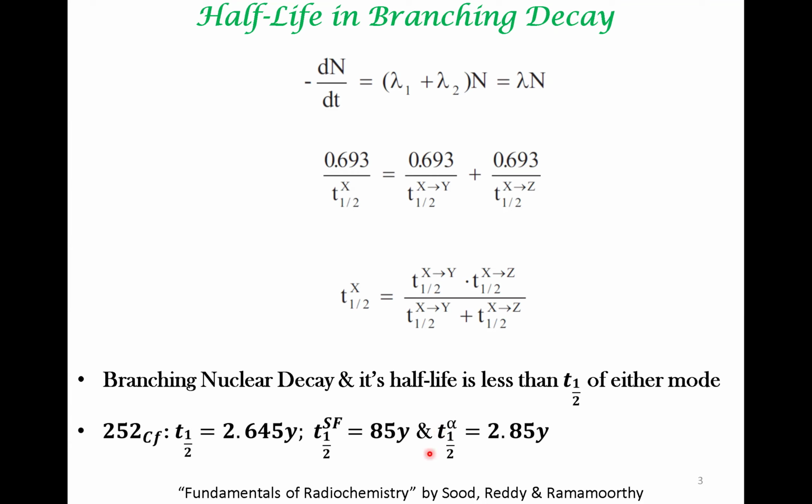So again, coming back, because of these two T halves, the overall T half is less than the smallest T half. Even compared to spontaneous alpha decay, because there is an additional mode, spontaneous fission, your T half is further decreased. You can see this mathematically from this formula, but also intuitively you can anticipate that the overall T half will be less than the T half of either of the pathways.